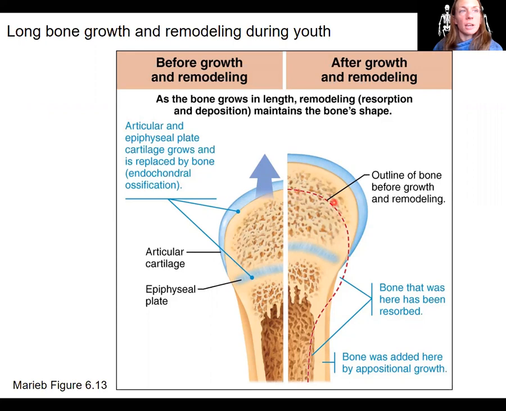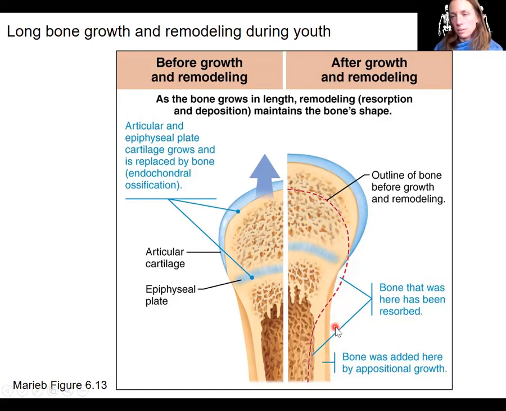So this is what it looked like before remodeling. This is the shape of the bone when just linear growth had occurred. After remodeling, the bone might look like this, with a larger head up here and a little bit more indented here. So what had happened here? Bone here had been resorbed. Bone here had been deposited. And bone here had also been deposited by appositional growth.